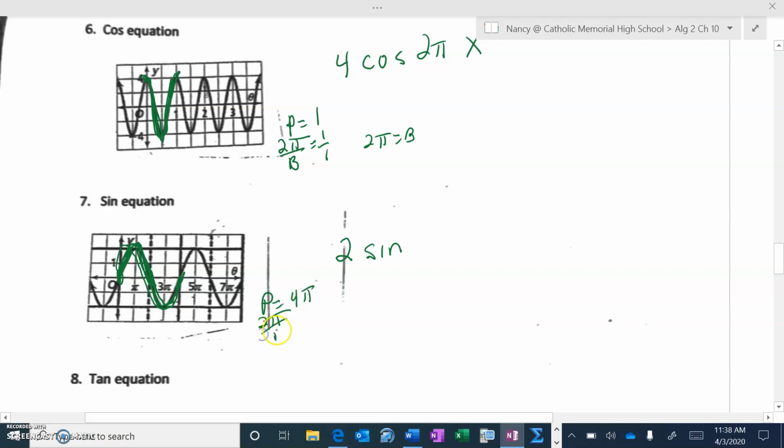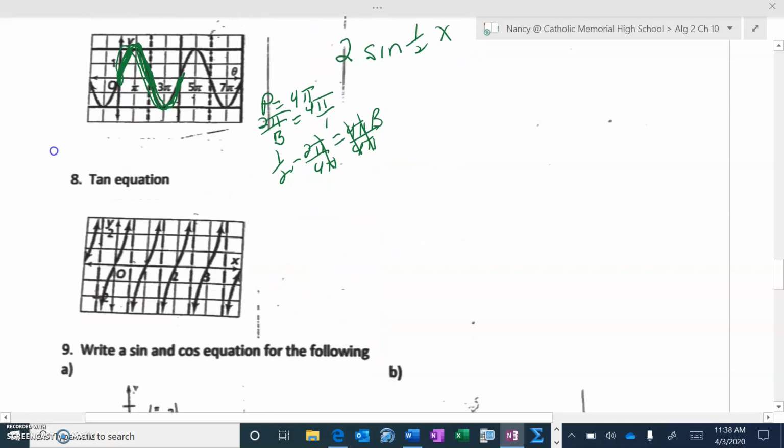So 2 pi over b is equal to 4 pi. 2 pi equals 4 pi b. I'm going to divide by 4 pi. And I'm going to get b equals 1/2. And that would be my equation.